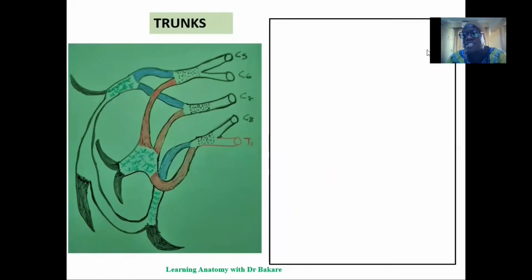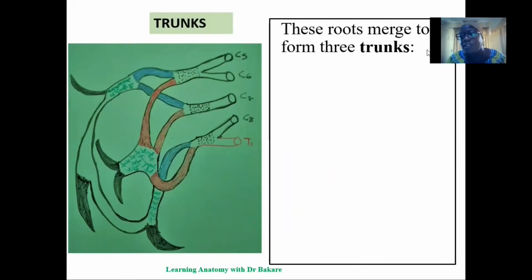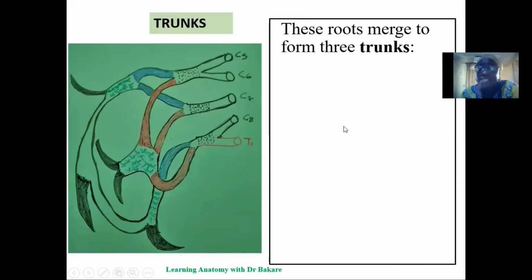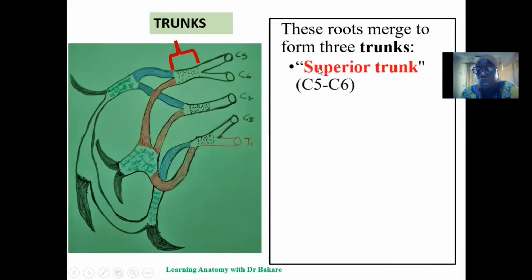The next region is the trunk. The trunk is formed by the roots. So we have 3 trunks, and this is the region of the trunk. We have the superior trunk, the middle trunk, and the inferior trunk. Let's see how the roots come together to form the trunk. The superior trunk is formed by the anterior rami of the 5th and the 6th cervical spinal nerves. So these two will come together to form the superior trunk.